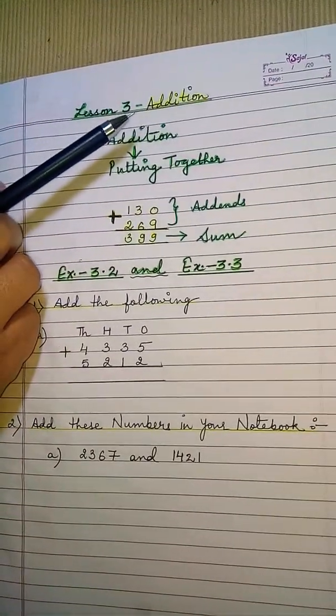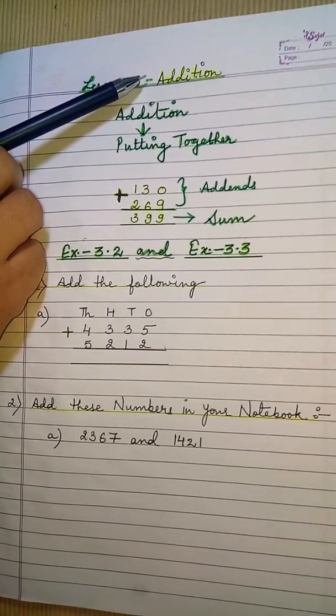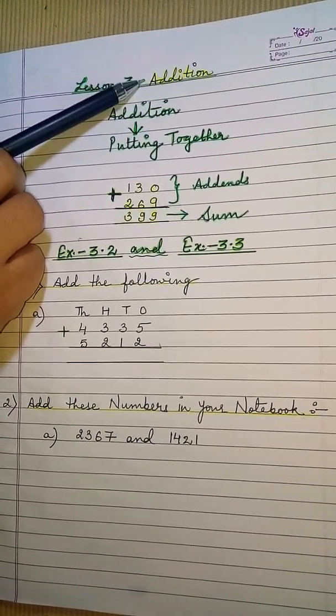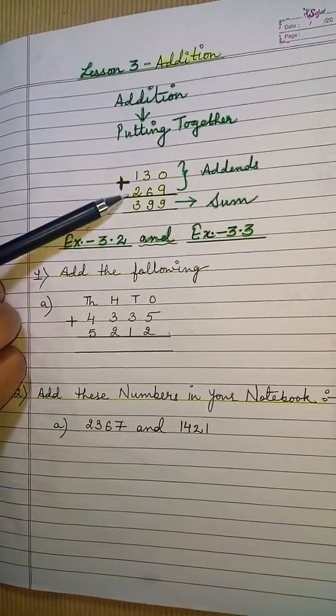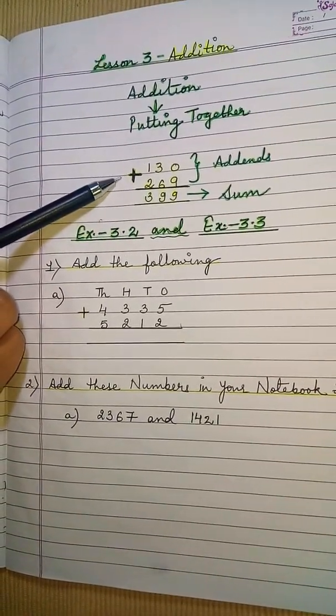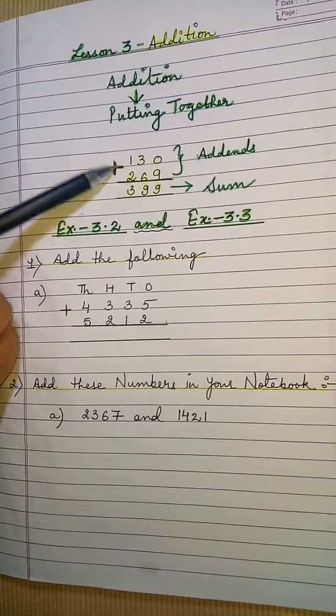Children, what is addition? If I explain what addition is in simple language, then I would say that addition is the process of adding something to something else. It is signified by a symbol, and this is that symbol, the plus symbol.